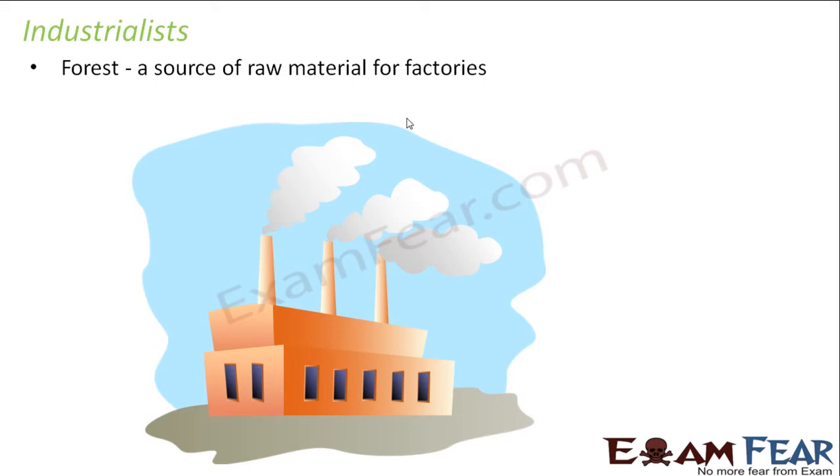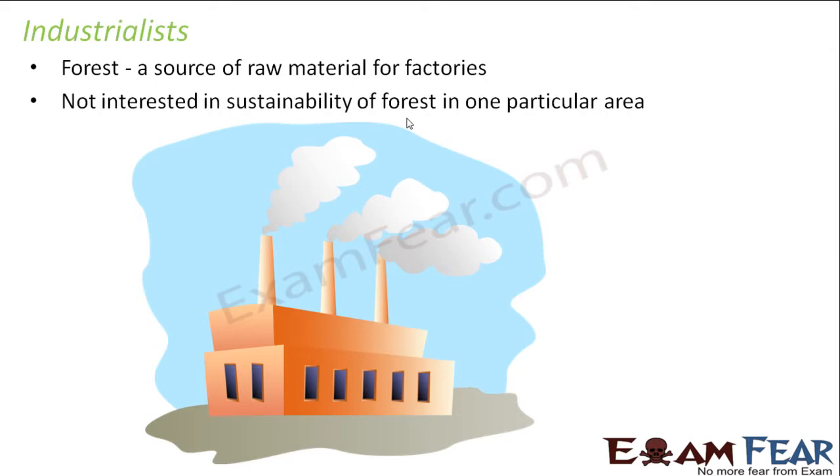As I mentioned, for example, if you need eucalyptus for preparing eucalyptus oil, so if you have a factory that prepares that eucalyptus oil, for them the raw material is the eucalyptus leaves. So they will go to the forest and extract the eucalyptus trees from there. They are not interested in the sustainability of the forest in one particular area. But what is the mindset of the industrialists? The mindset of the industrialists is to make money from their factories.